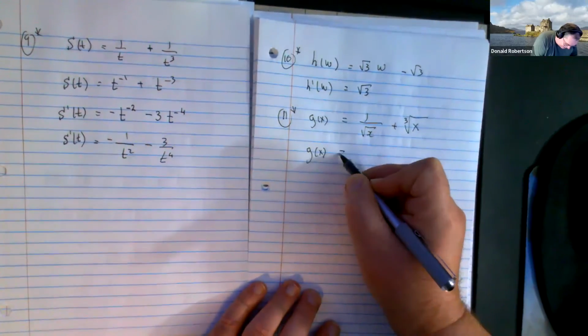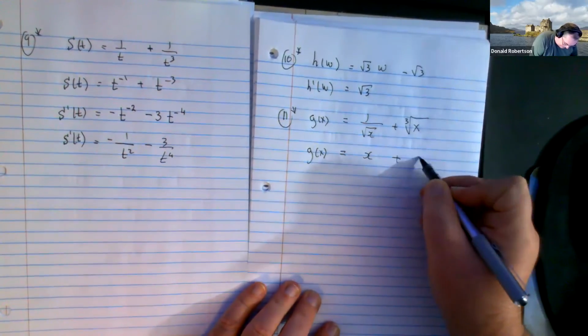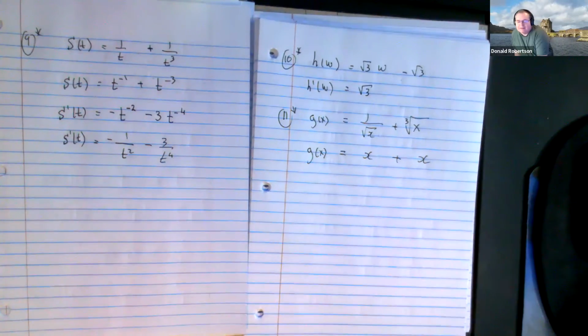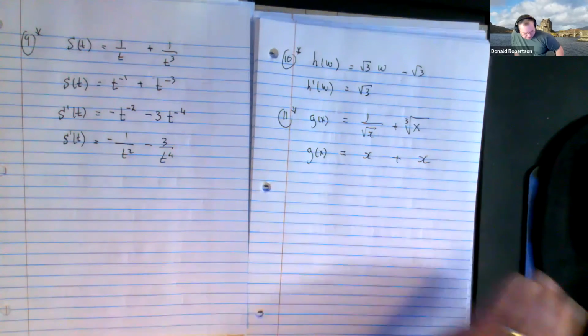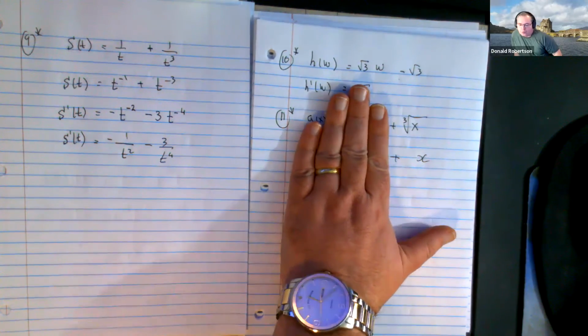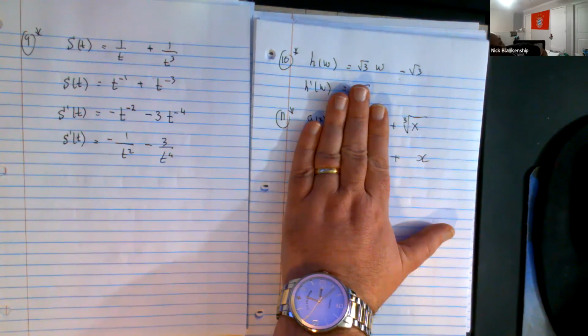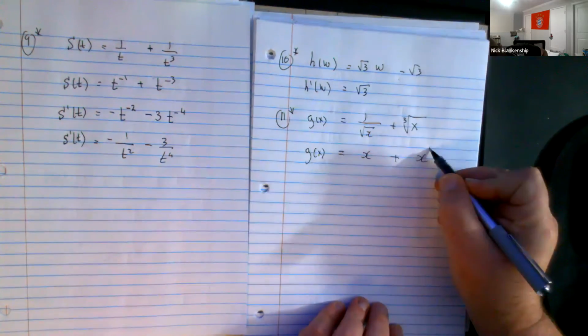Well, you got to turn both of these guys into, in this case, fractional powers, right? Both of them. I'll take, I think, the easier of the two. What would the cube root of x look like if you wrote it as a fractional power? x to the 1/3. Okay, like that.